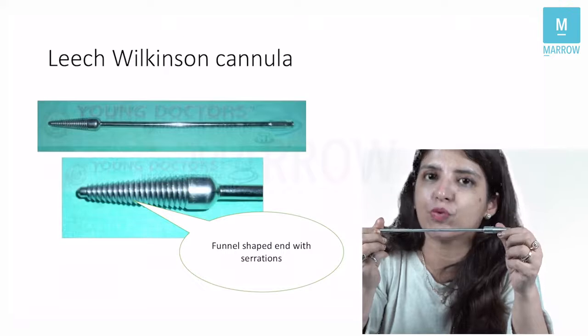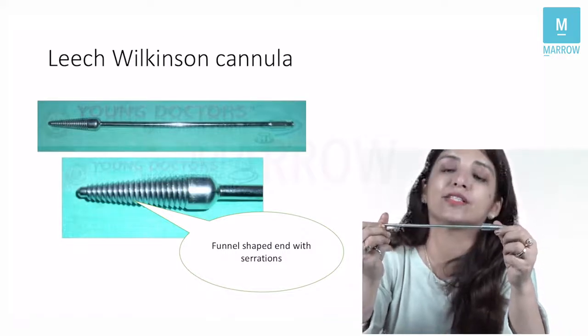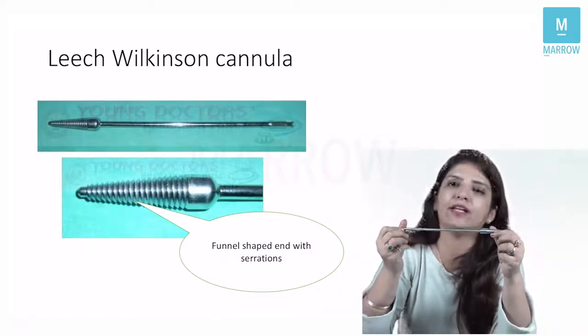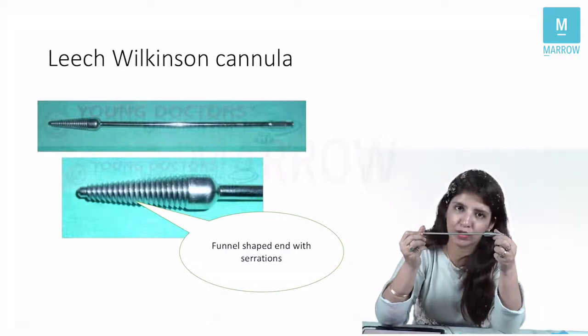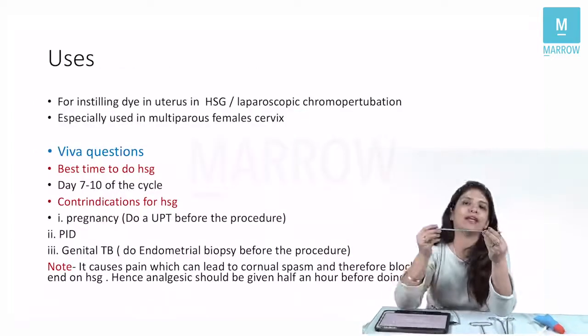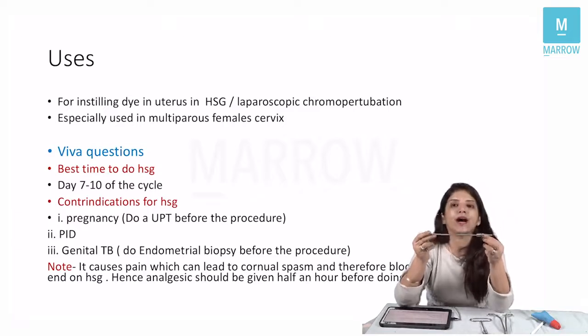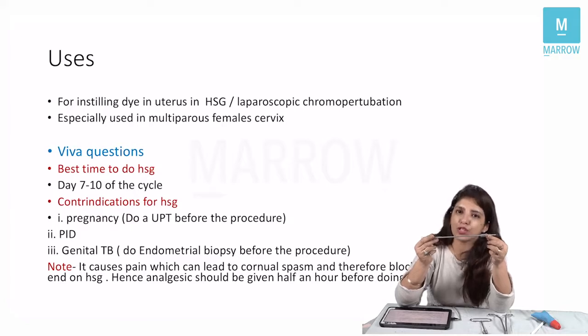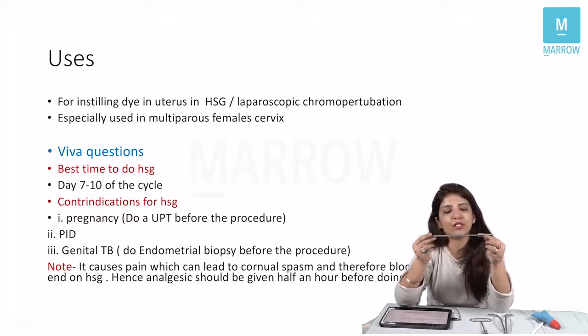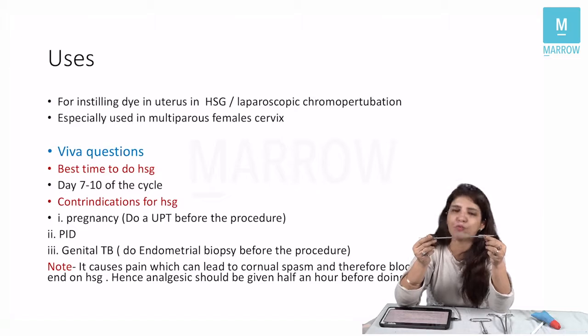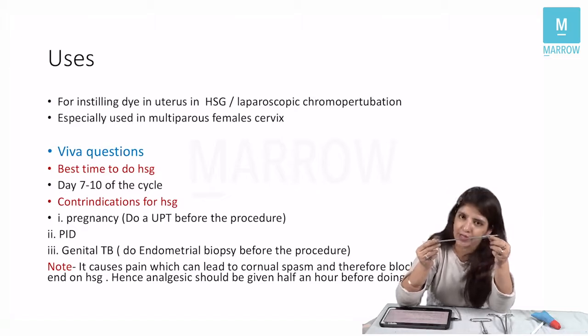Where do you use a Leach-Wilkinson cannula? You use it to instill dye in HSG, hysterosalpingography, and also in laparoscopic chromoperturbation. A radio-opaque dye is instilled with the help of this cannula. Now, the question they can ask you is, what is the best time to do HSG? Remember, HSG should always be done in the pre-ovulatory phase, between the 7th to 10th day of the cycle.